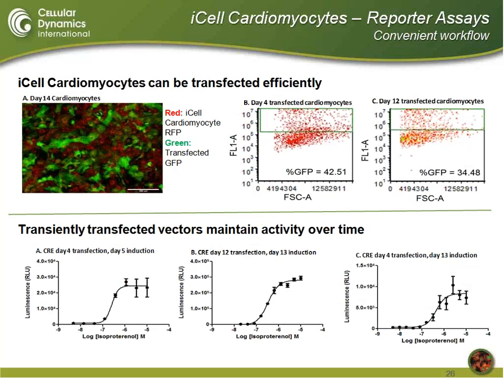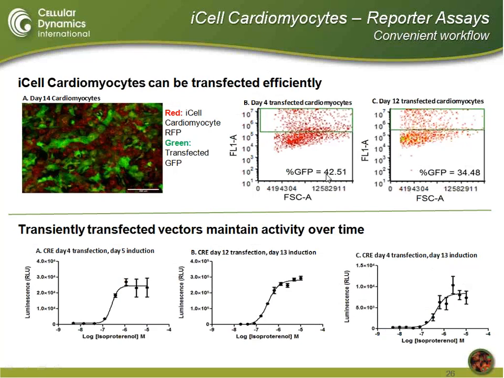So in addition to these specific endpoints, the ICL Cardiomyocytes can also be transfected efficiently. As an example here, I've got the ICL Cardiomyocytes with their normal RFP in red, and the transiently transfected GFP showing up here in green, just to demonstrate that the cardiomyocytes are transfecting. And as you can see from these flow plots, we've got very good efficiencies at 42 and 34%. However, we also did this at day 4 and day 12. We got very similar transfection efficiencies, which really makes for a very convenient workflow when you're using the cells.